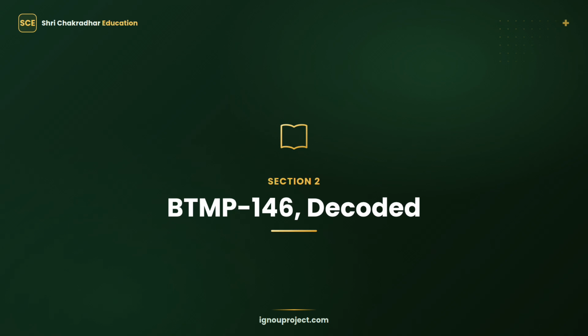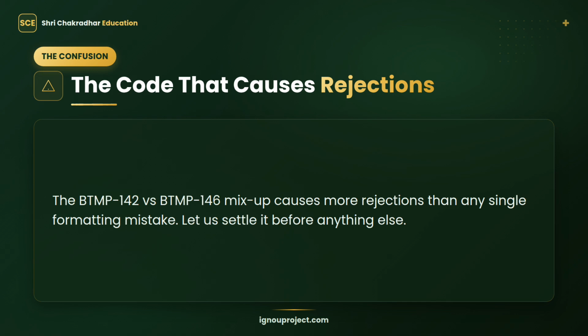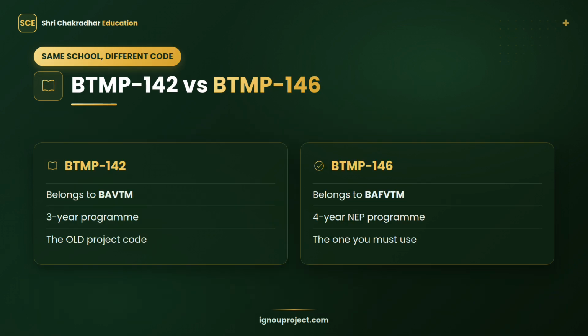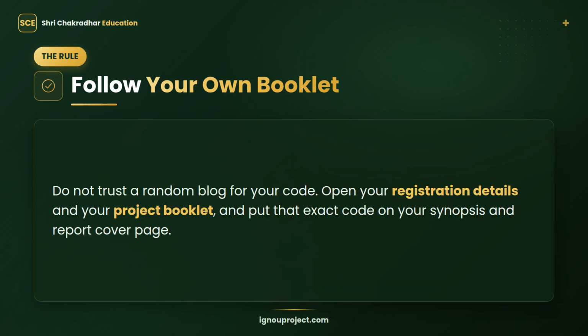Section 2. BTMP-146 Decoded. Let us settle the code confusion first because it causes more rejections than any single formatting mistake. There are 2 tourism management bachelor programs that look almost identical. The older one is BAVTM, the 3-year program, and its project is BTMP-142. The newer one is BAVTM, your 4-year NEP program, and its project is BTMP-146. Same school, same kind of work, but a different code. And most blogs online were written for BTMP-142 and never updated.